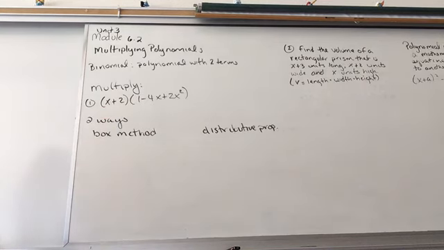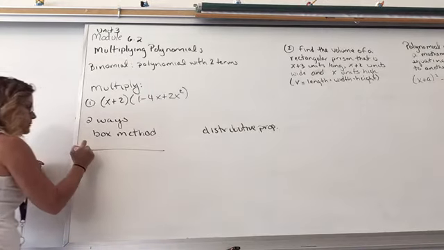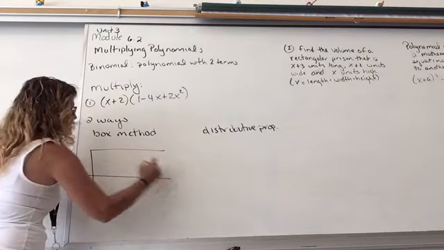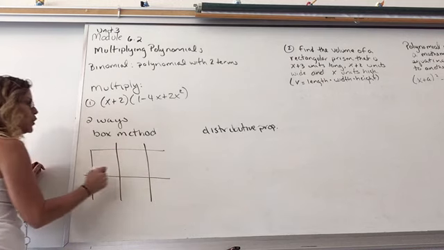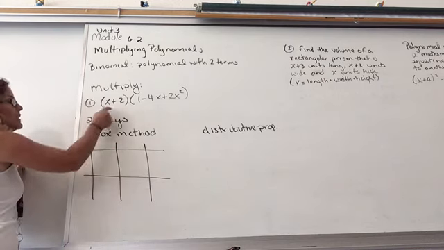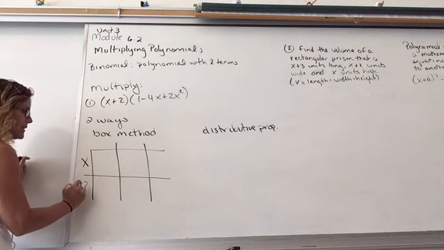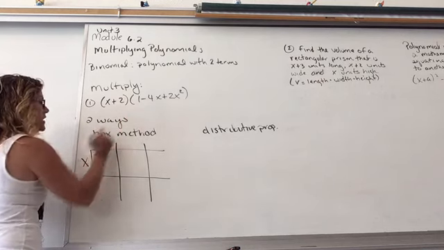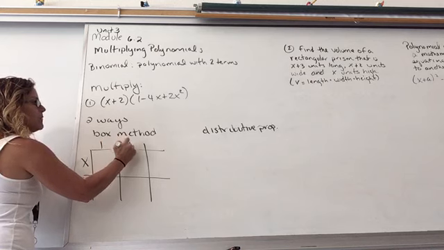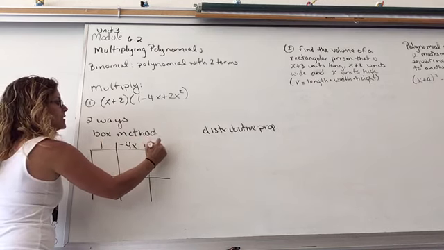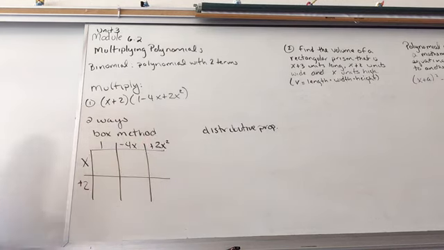So the first way I'm going to show you is using the box method. This is kind of like using that old school multiplication table type idea. So we're going to use a box method, which means we're going to have kind of a box. We're going to put this one along this side, and it doesn't matter which way, but this is x plus 2, and across the top I'm going to go 1 minus 4x plus 2x squared.